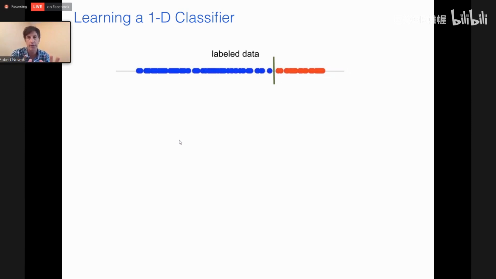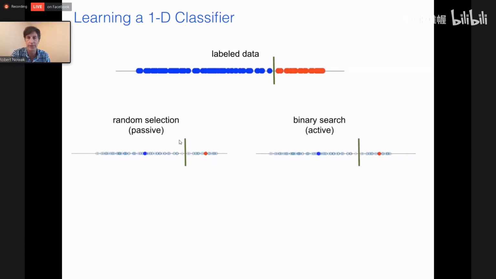And what I'm going to do now is contrast passive learning, where we just randomly select unlabeled examples and get labels, versus active learning, which adaptively tries to home in on where this decision boundary is. And it's going to do that through a sort of binary search procedure. So that's what I'm showing in these two little animations down here. Passive random sampling on the left, active binary search on the right. And what you can see is after just collecting a few labeled examples, the active method has basically nailed where that decision boundary should go, but there's still a lot of uncertainty in the random sampling.